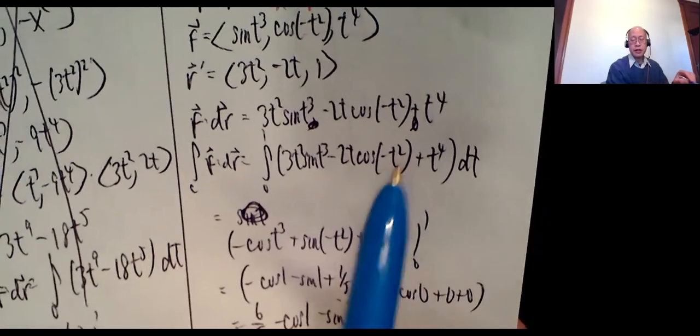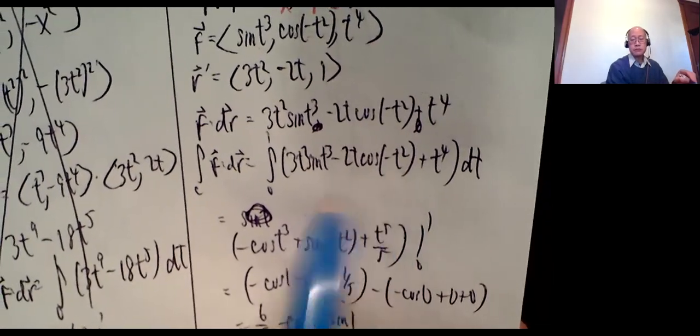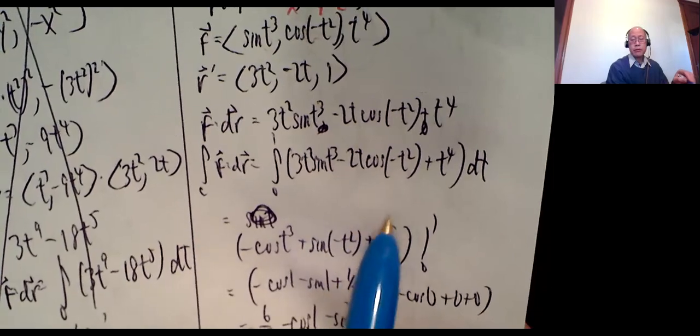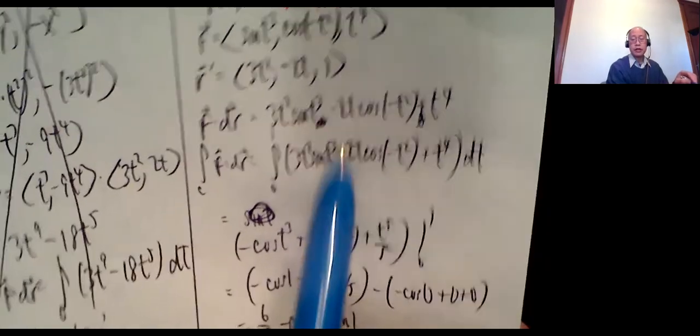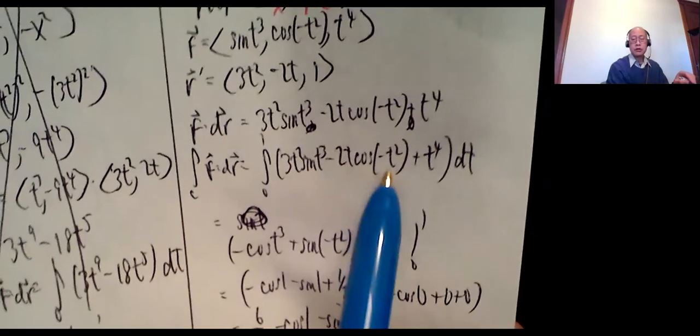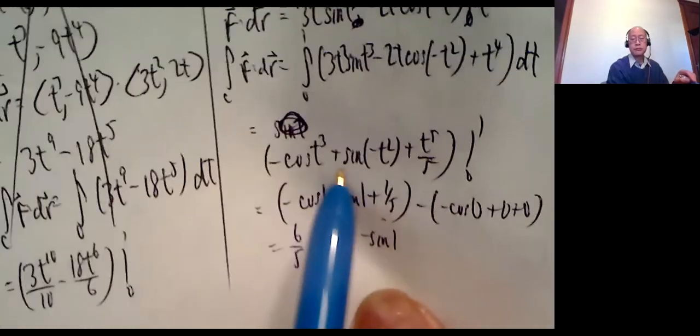Okay, I think I know what's happening here. Or maybe I don't. Oh yeah, after I substitute, it'll be a positive. That's right. But then it's positive, negative 2t cosine negative t squared. Okay, I think we're good.